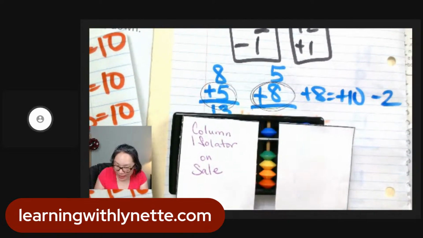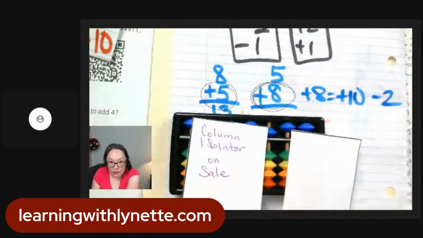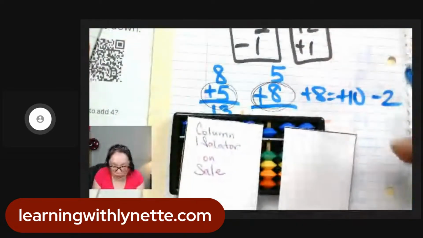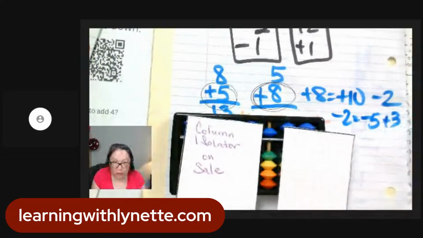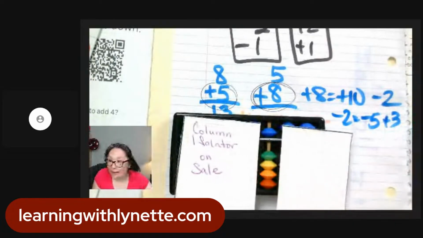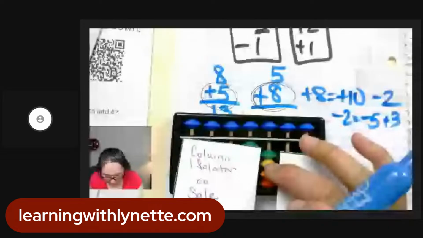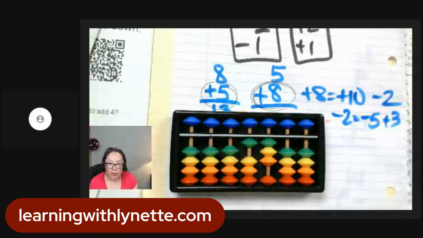So we go back to our formula. Minus the 2. Minus 2 is equal to minus 5 plus the 3. There we go. So my final answer is 13. Make sense?